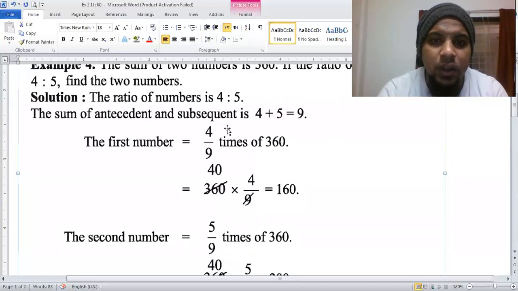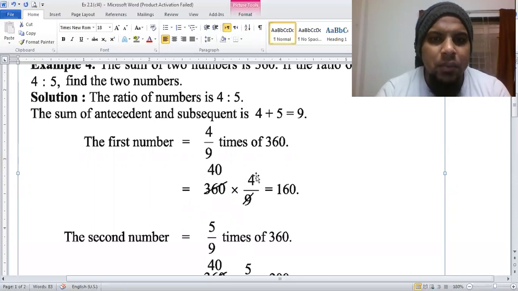360 into 4 by 9. We know the operation of "of" is like multiplication, but in simplification we have to do it earlier than others. Here only "of" is available. Now 4 by 9 of 360, we have written as 360 into 4 by 9. 360 divided by 9 becomes 40. 40 into 4 is equal to 160. The first number is 160.